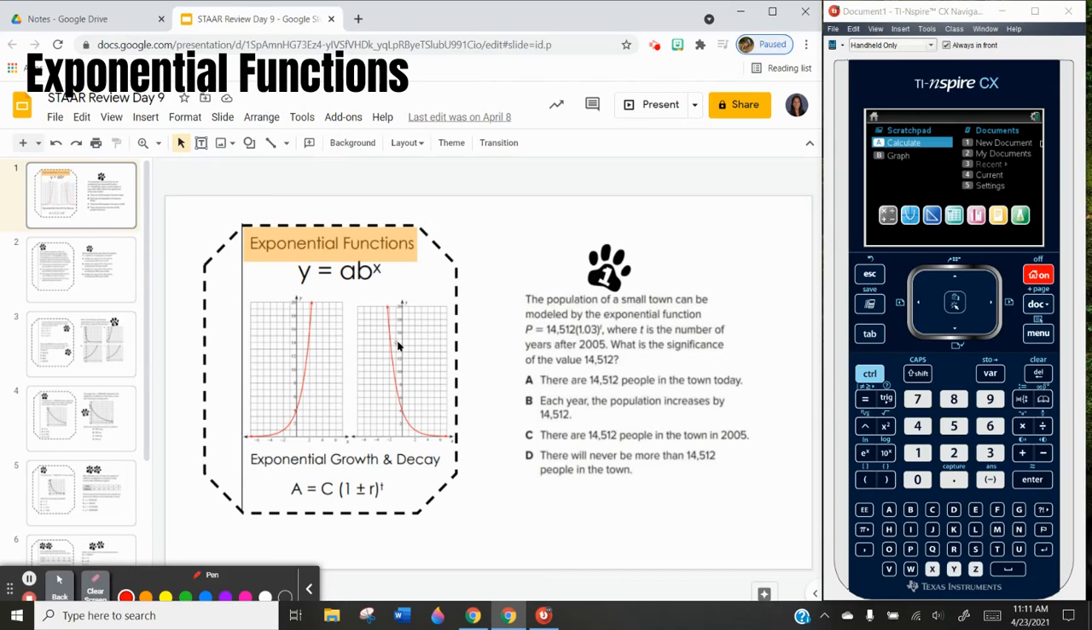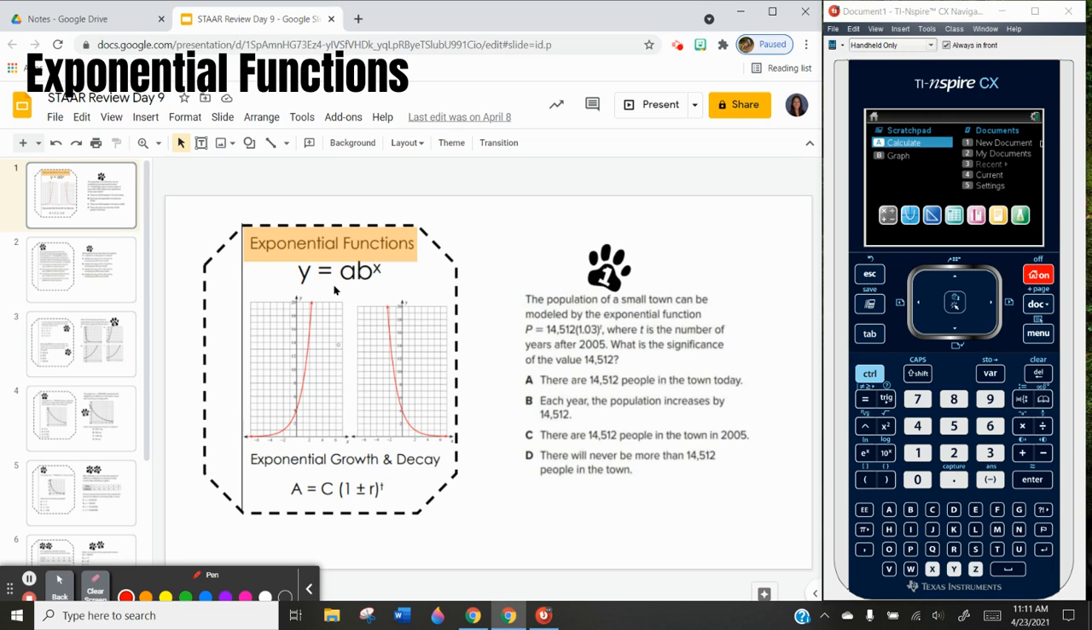Today is Star Review Day 9. We're going to be going over your exponential foldable that is orange. So starting with your exponential functions, remember that your exponential equation is y equals a times b to the x power. Now, your exponential growth and decay formula that's down here says a equals c parentheses 1 plus or minus the rate raised to the time.